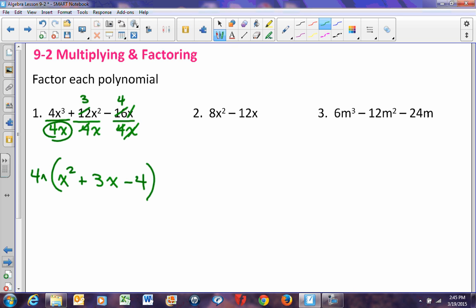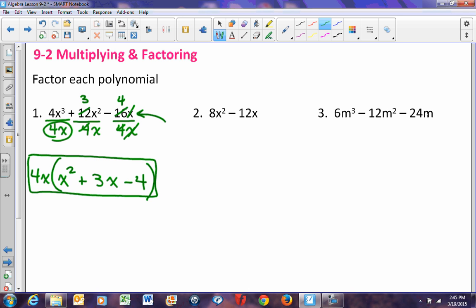So the 4x has to go on the outside. Essentially, this is what needs to happen. Once you've factored something out, if I was to multiply this back, I better get back to my original problem. So if I multiplied this, I would get 4x to the third plus 12x squared minus 16x, which is exactly what I have here. Because they are reverses of each other, inverses of each other.